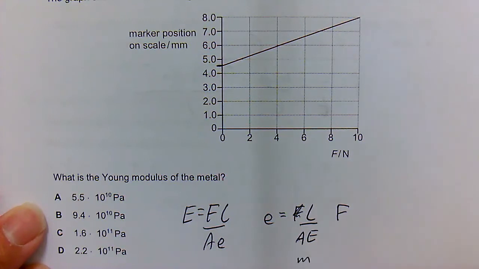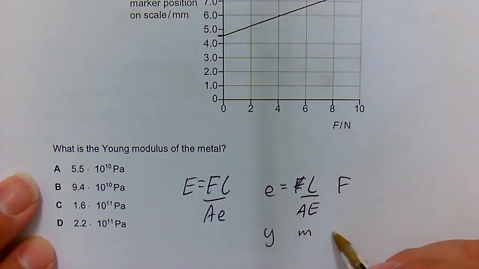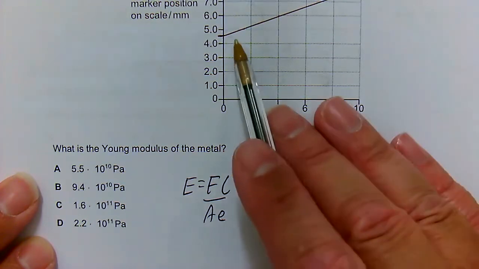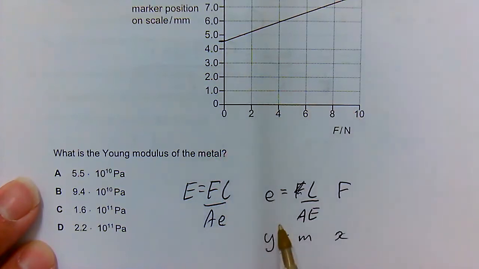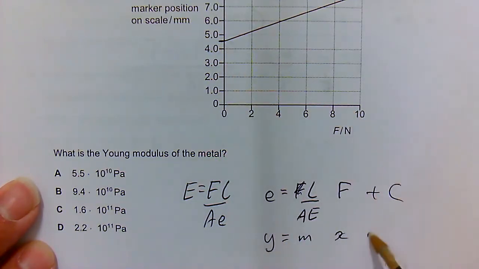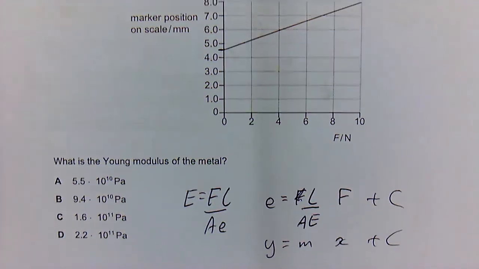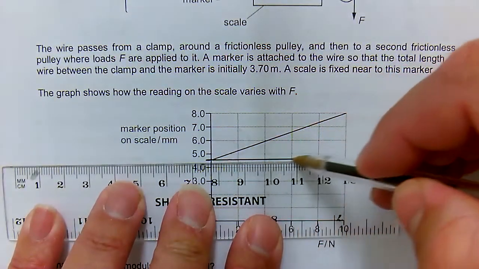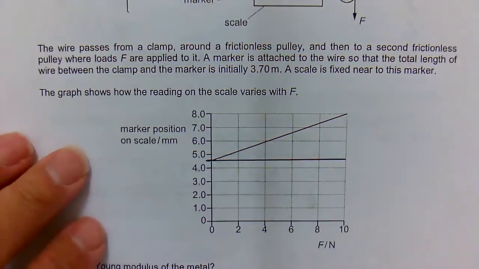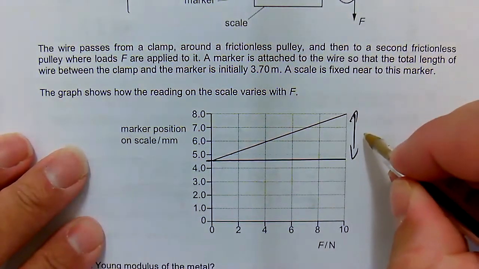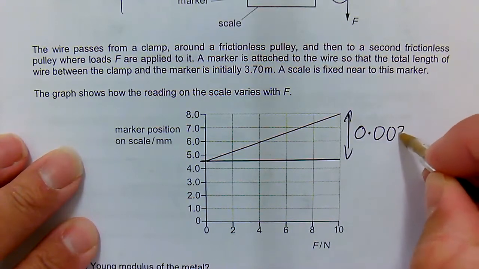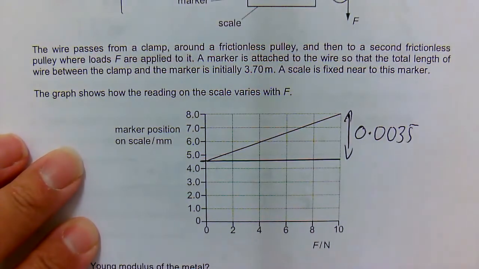And we know the gradient is y equals mx. The gradient actually is going to be equal to that, because even if you've got the extension plus 4.5, that just becomes a plus C element, which you don't really need. So if we measure the gradient, very, very easy. The gradient is from 4.5 to 8, so that's 3.5. Now let's start converting our units already. 0.0035. Okay, divided by 10.